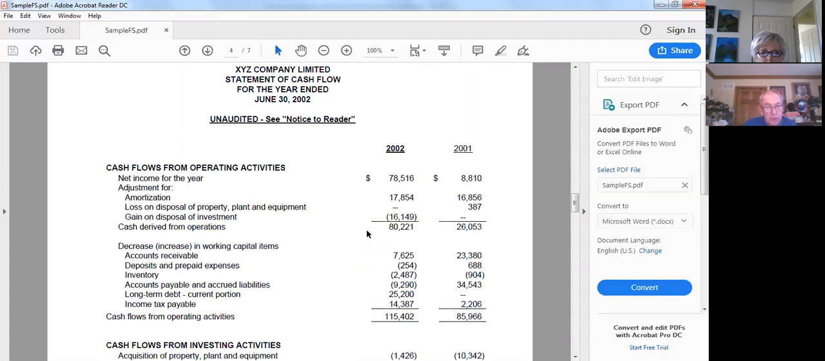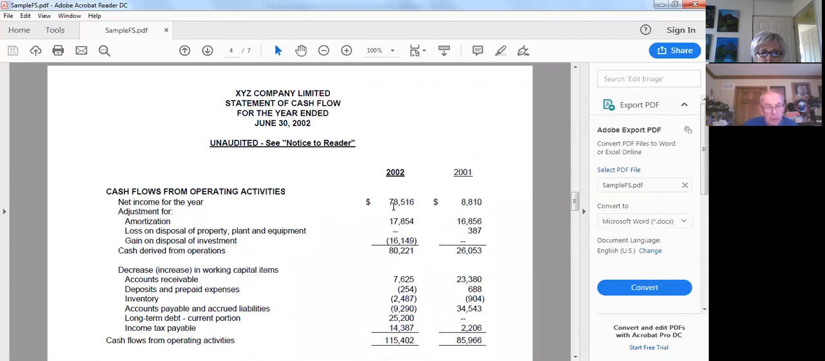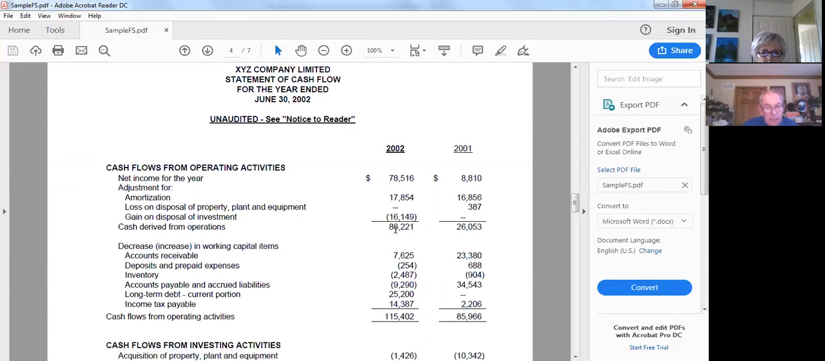So the way you do this is you start off with the net income for the year, $78,000. You add back in the amount you spent on amortization, because that's not money that would typically go out in terms of operating. Gain on investment you subtract, because that would be cash that comes in, but it's not from operations. So your cash from operations is the 78 plus 17 minus 16, or $80,000.